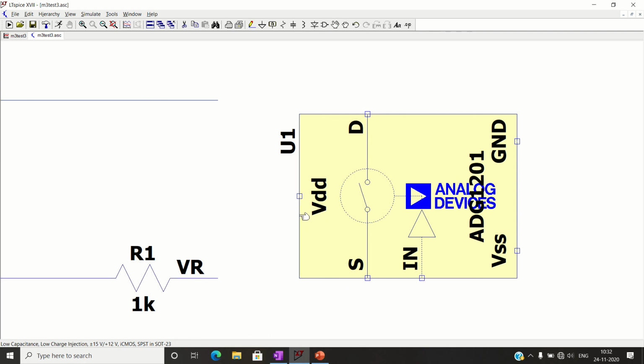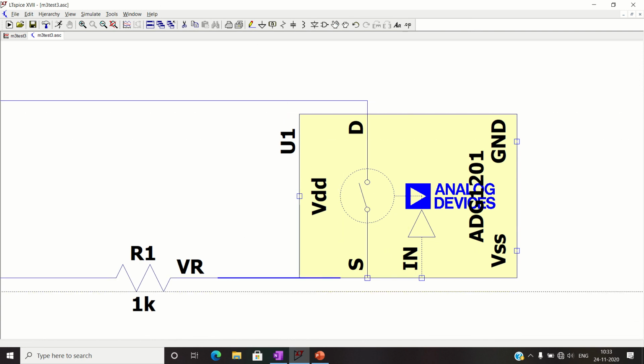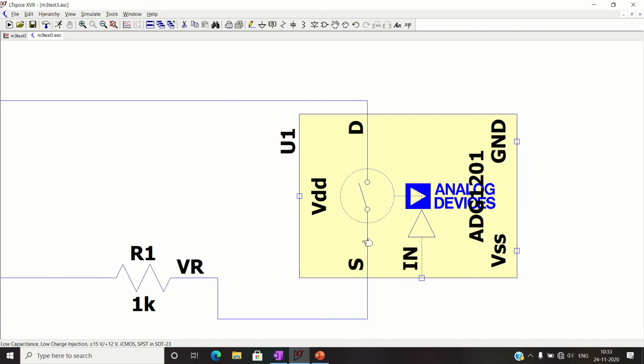So you have a VDD, you have a VSS and a ground. And the rate at which this switch is going to keep opening and closing is controlled by this input pin. So how to connect them? I will connect this side here to one input, and I'll just go downside. So this is my switch connection.